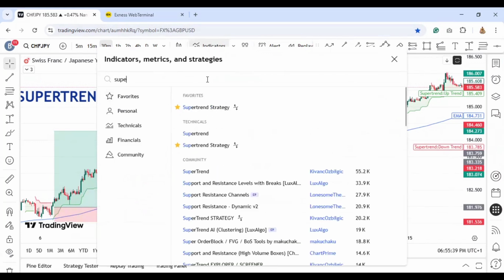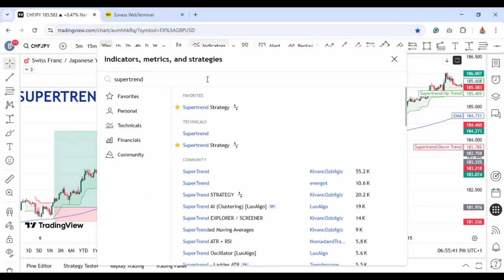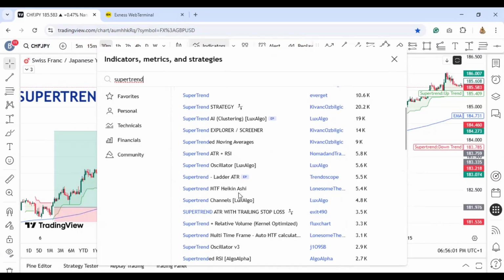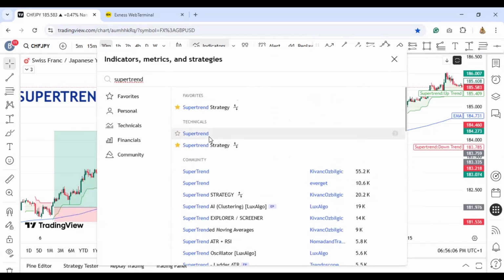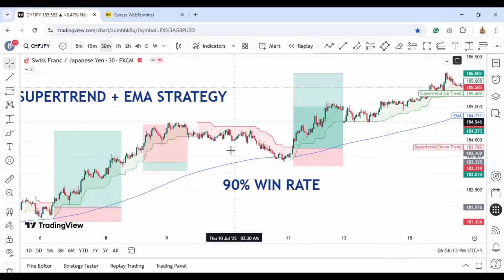So super trend indicator, when you type, there are many of those ones that are coming up. So all I am interested in is the super trend, this one without anything, the standard super trend indicator, this particular indicator. There are other ones associated here where some people have combined it with several things, but I am just using the super trend indicator, just like that. So you click on it. I have clicked on it and it has been added.